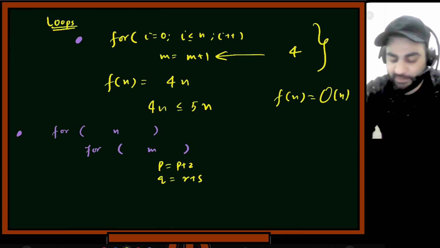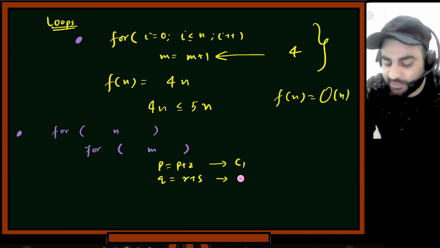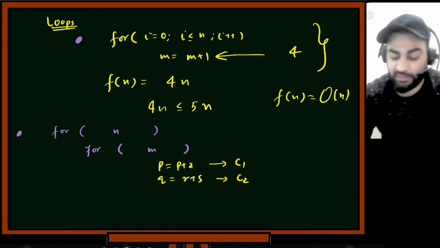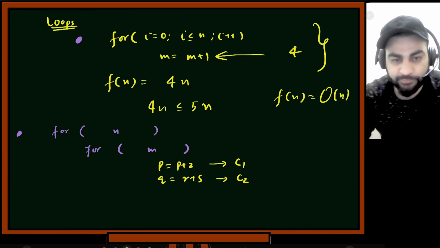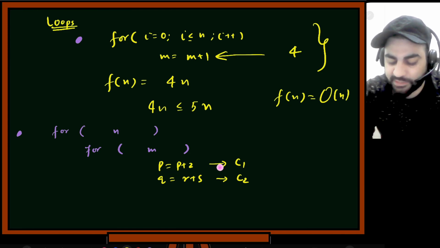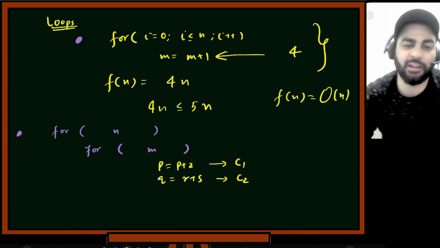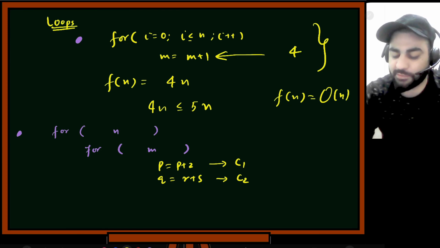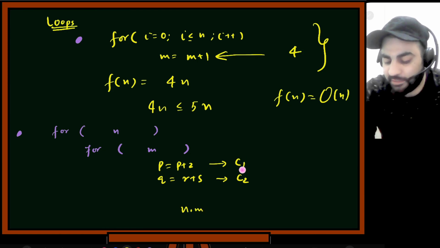Let's suppose this statement takes c1 time, and this one takes c2 time. Some constant time, because that's the assumption we are holding. So how many times will this statement, which takes c1 time, run? N into m times, yes. So it will run n into m times. The second statement, c2, will also run n into m times, so we have c1 plus c2.